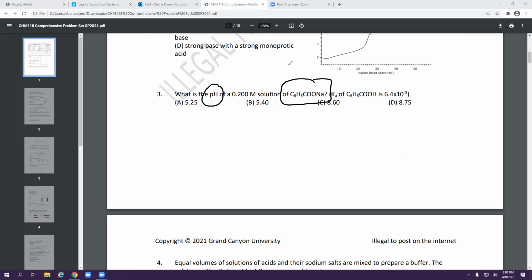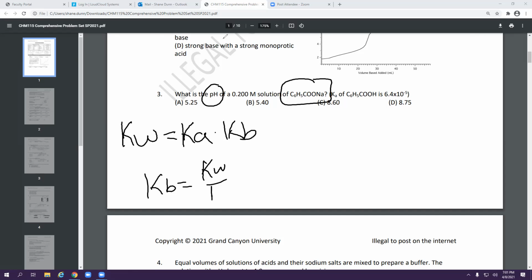No, what is Ka for? Okay, so how do I go from Ka to Kb? Kw equals Ka times Kb. So to solve for Kb, I just take Kw divided by Ka. And what does Kw equal? 10 to the negative 14th. And what does Ka equal? Yep, exactly. Tell me what you get.